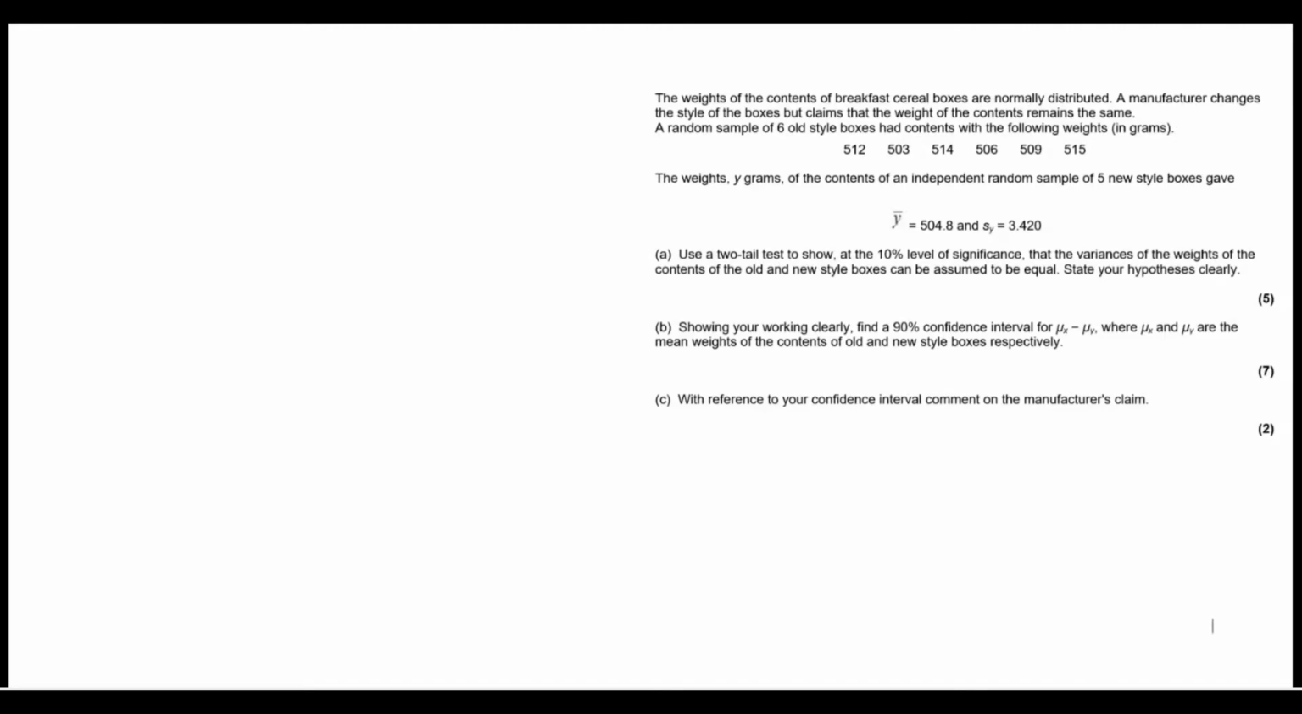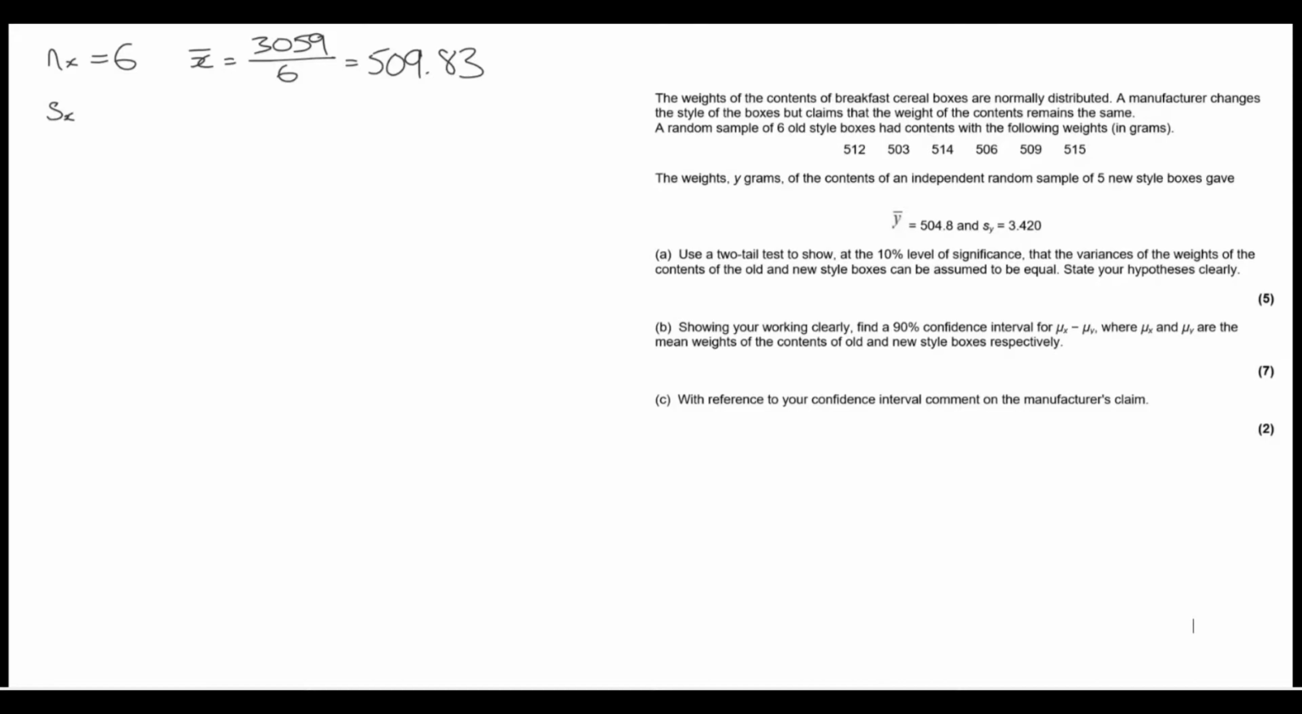We know that there are 6 of the old style box in the sample. So we can say nx equals 6. And the mean we can calculate. This should really go into a calculator, list 1 and list 2. And we get an answer of 509.83. I always like to show the sum of those values divided by n.